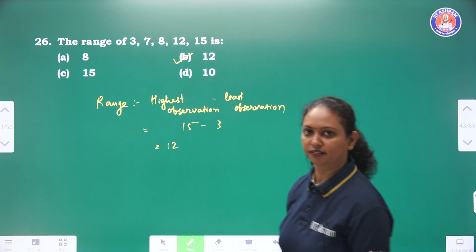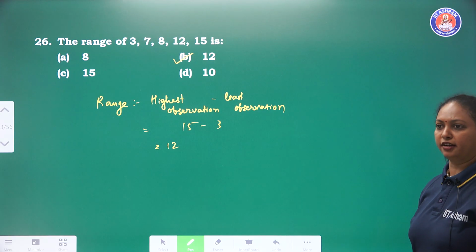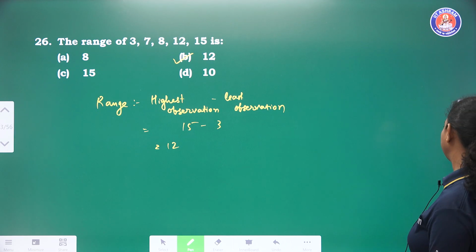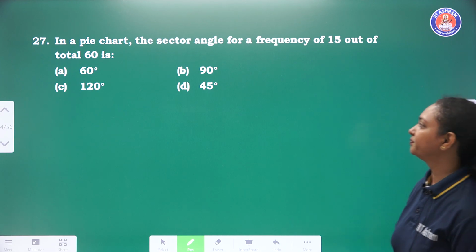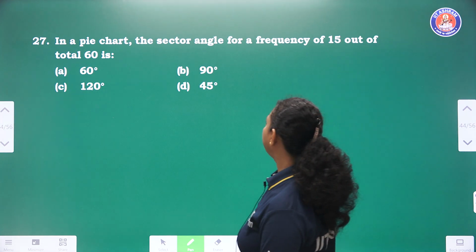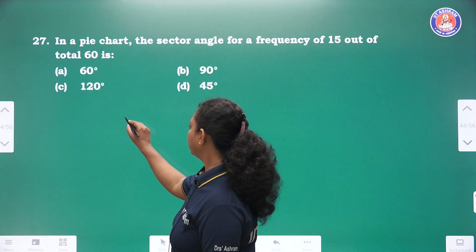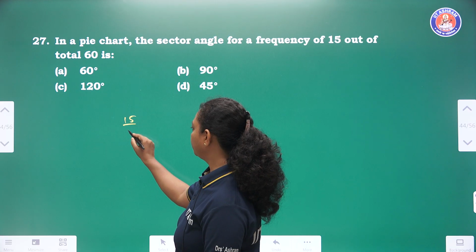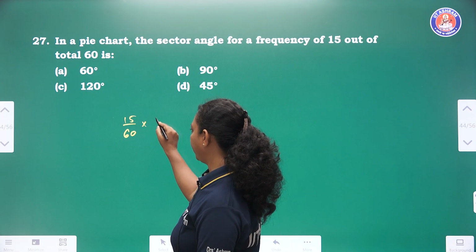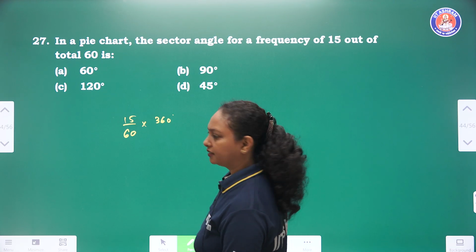So 12 is the range of the data. Sometimes it may be confused, and most of the students are going to find the mean. But that is incorrect. In a pie chart, the sector angle for a frequency of 15 out of 60. So as we know, to find the central angle, what do we have to do? 15 out of 60, to find the degree we have to multiply by 360 degrees.